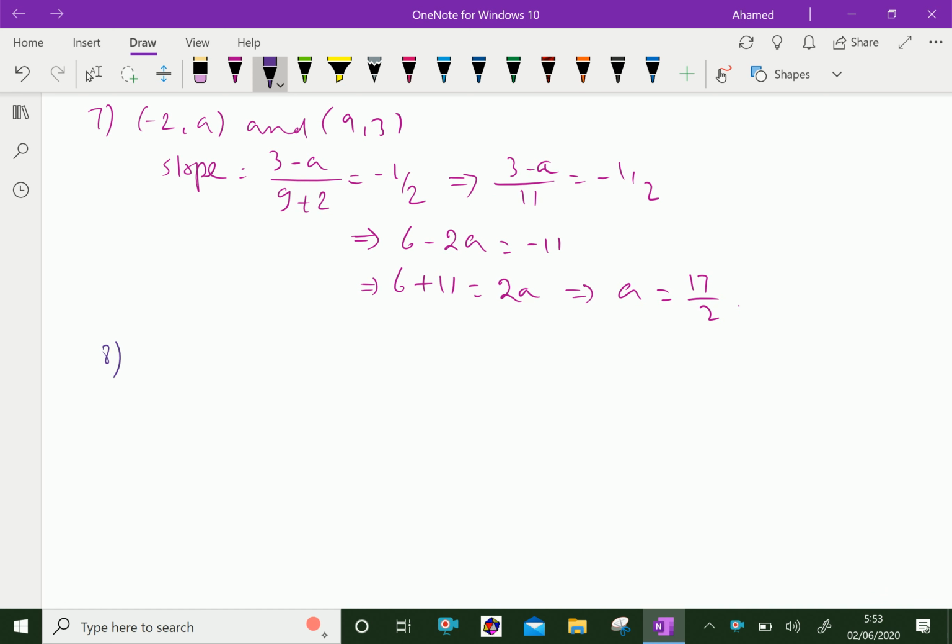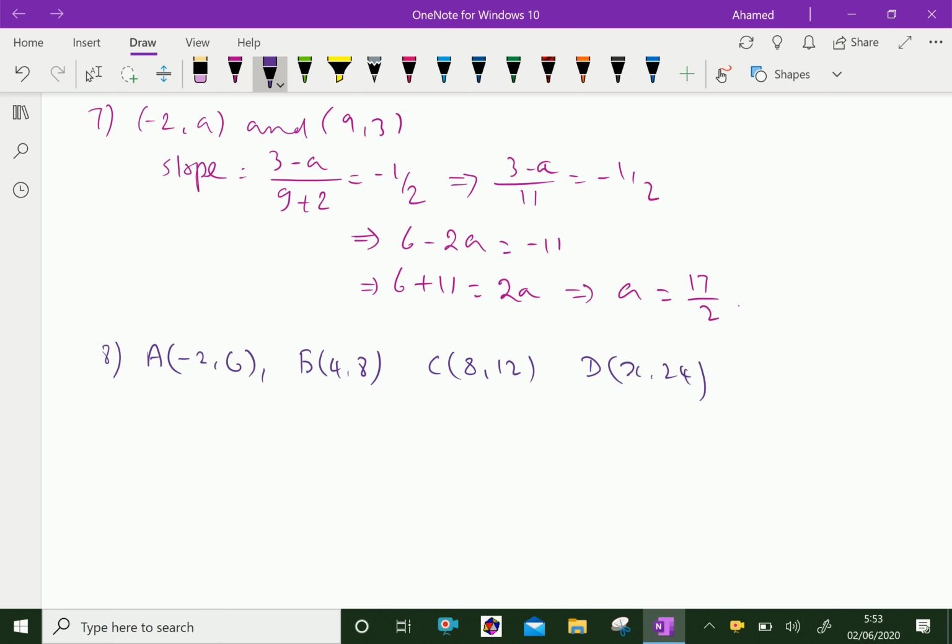Let point A be (-2, 6), point B be (4, 8), point C be (8, 12), and point D be (x, 24).